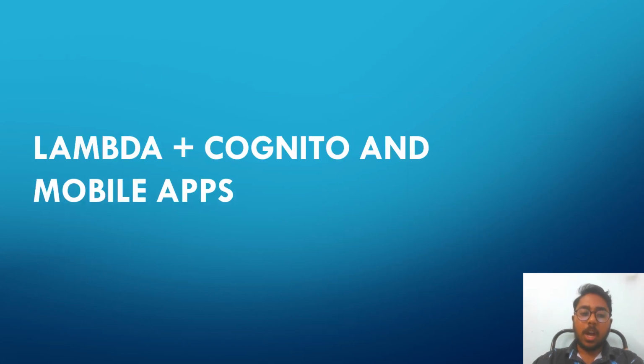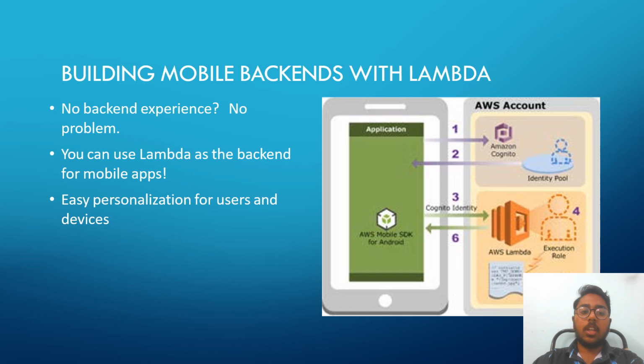Lambda plus Cognito and mobile apps. In this slide, we will discuss the backends, how we can build them well for mobile applications. No backend service, no problem. We can use AWS Lambda to build backend services. You can use Lambda as a backend for mobile apps, with easy personalization for users and devices. I listed out the flowchart here.